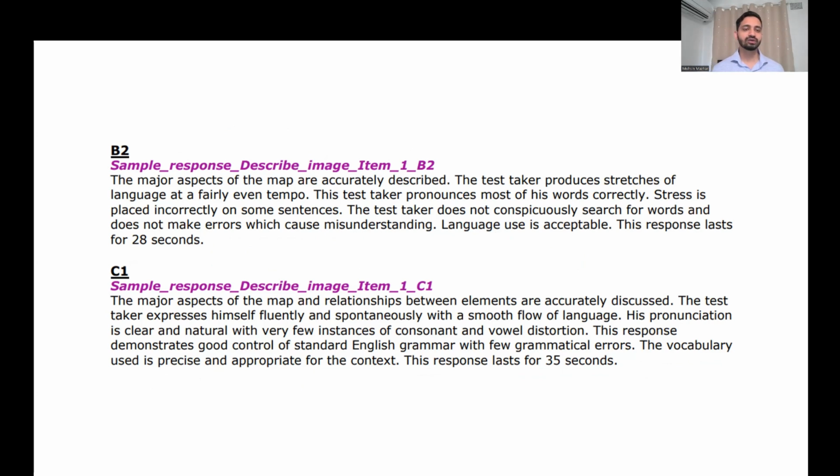In terms of a B2 response, the major aspects of the map are accurately described. The test taker produces stretches of language at a fairly even tempo. This test taker pronounces most of his words correctly. The stress is placed incorrectly on some sentences. The test taker does not conspicuously search for words and does not make errors which cause misunderstanding. Language use is acceptable. This response lasts for 28 seconds.